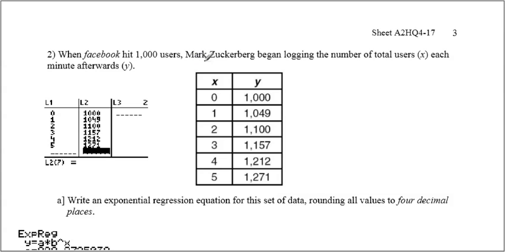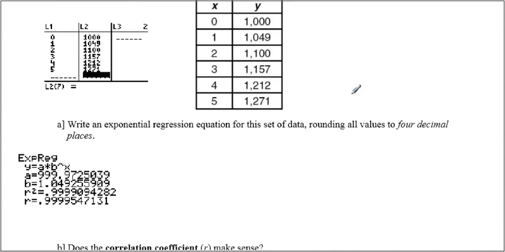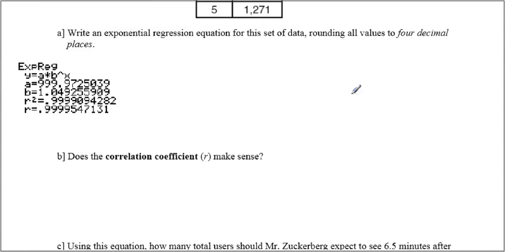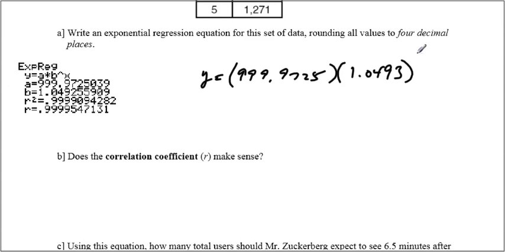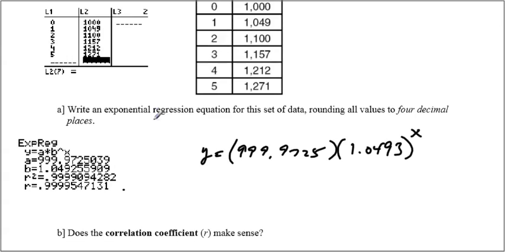Alright, Facebook hit 1,000 users. You began logging in the numbers, so we show you that we did that. Write an exponential equation, rounding to 4 decimal places. We did that all through the calculator, so we have y is equal to 999.9725 times 1.0493 to the x. Does the correlation coefficient make sense? Yes, it does. We keep increasing in value.